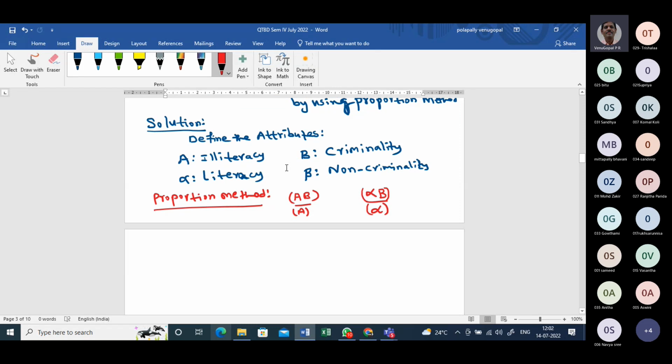Number of illiterate criminals is AB. Am I right? Yes. What is alpha B? Number of literate criminals.